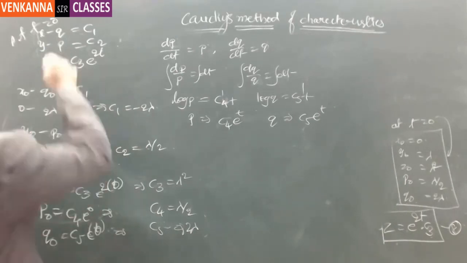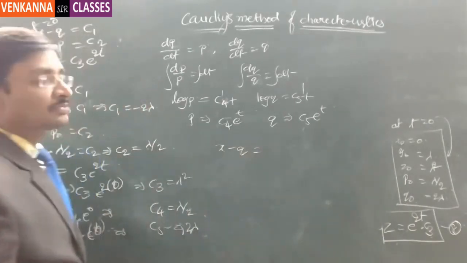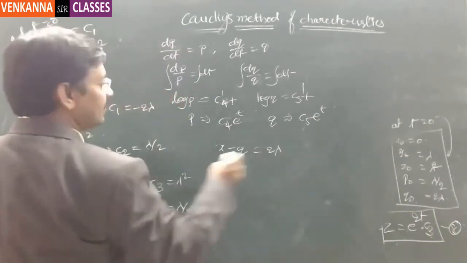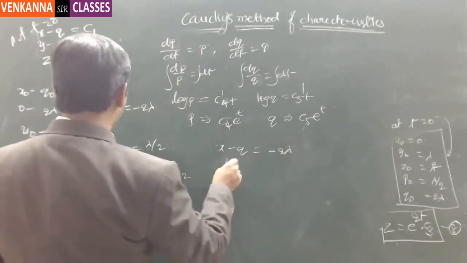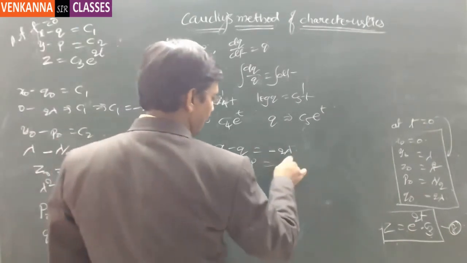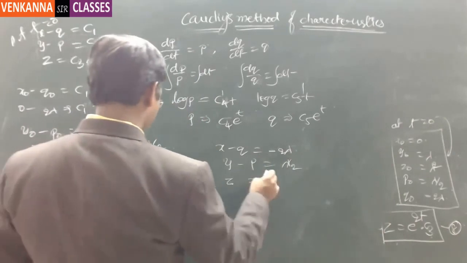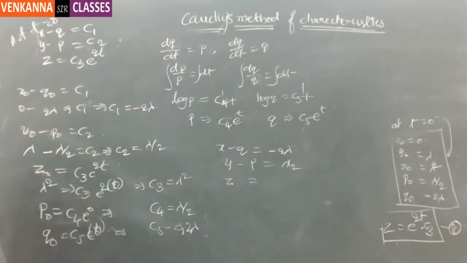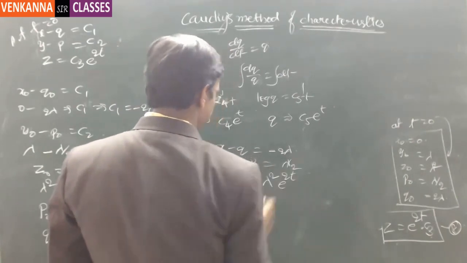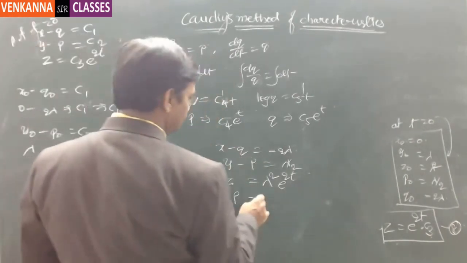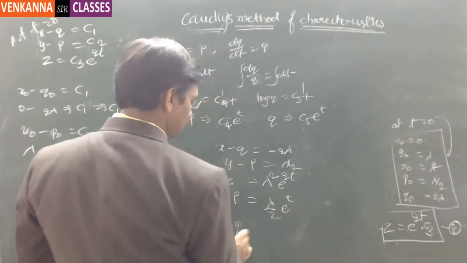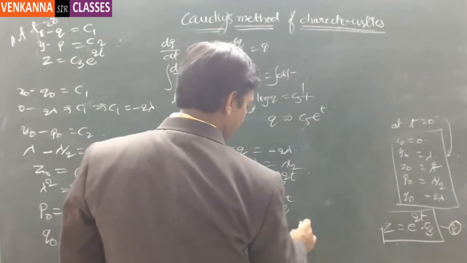Got it? Now if I substitute here, x minus q is equal to c1, which is minus 2 lambda, and y minus p is equal to c2, which is equal to lambda by 2. And then z value: we have got c3 is equal to lambda square, so z is lambda square into e power 2t. And then p value we have got, p is equal to lambda by 2 times e power t, and q is equal to 2 lambda times e power t.